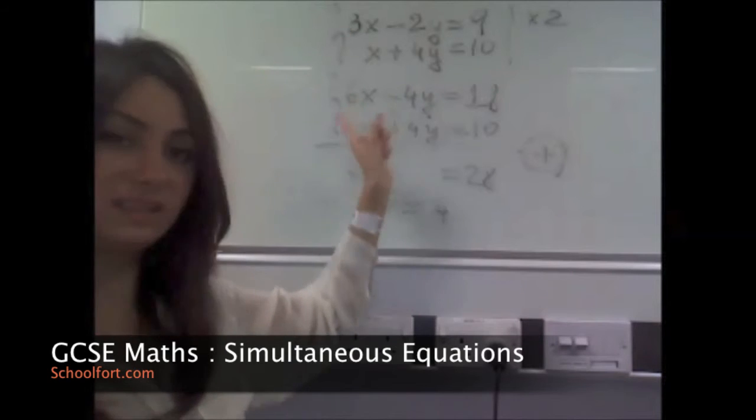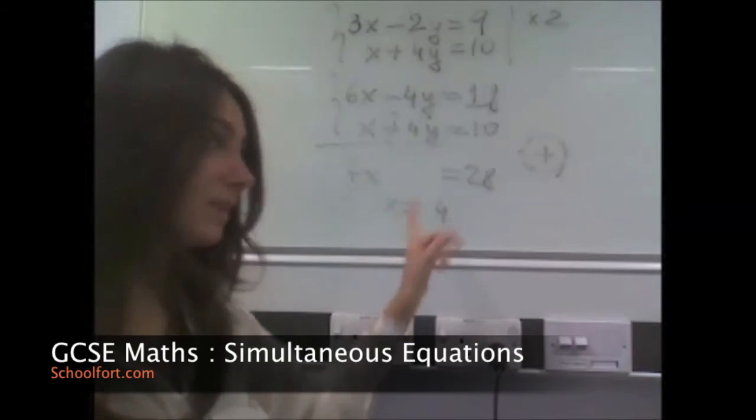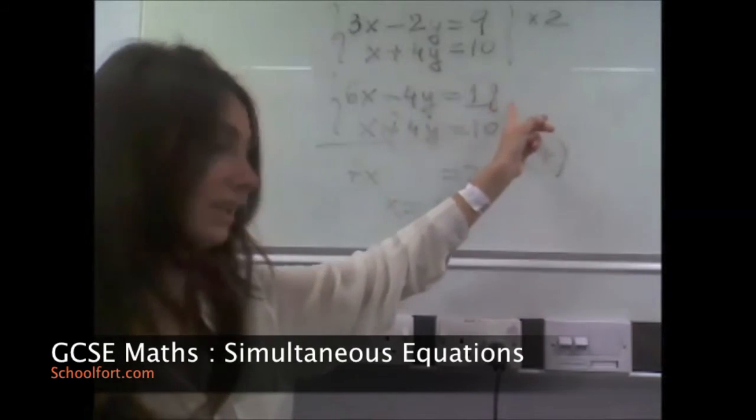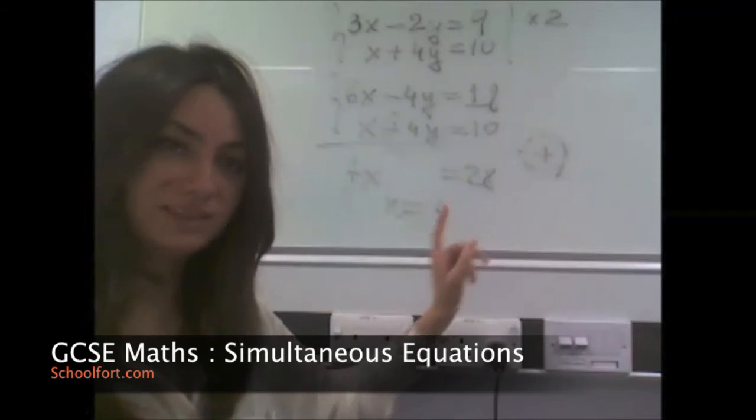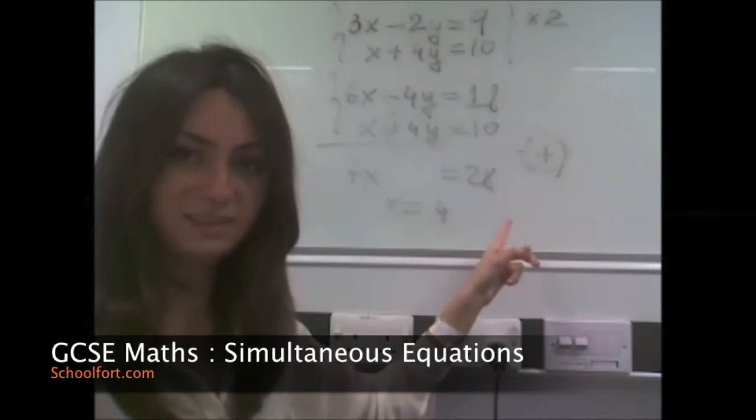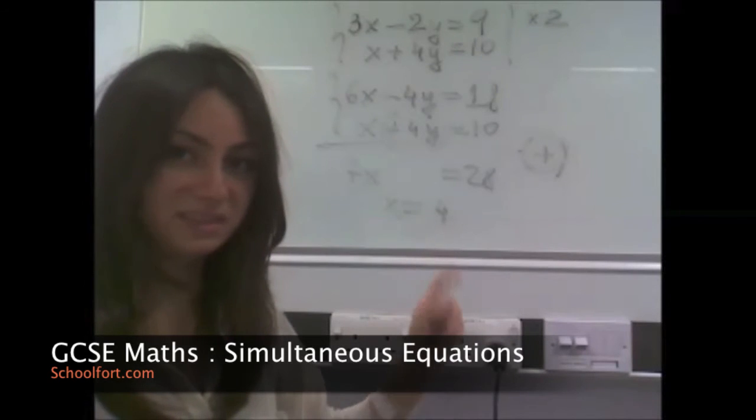So you get 6x plus x equals 7x. The y terms will be 0. And then you get 18 plus 10 equals 28. So you get that 7x is 28. So now x is 28 divided by 7. So x is 4.